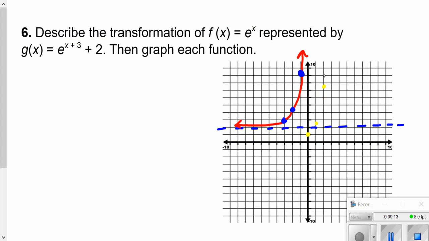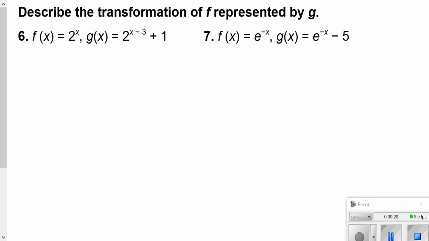Okay, so you can see I had the yellow dots that were on the e to the x, and then here's the new graph. All right, so the next part says, describe the transformation of f represented by g. I'd like you to pause the video, write down what you think happens. So if this is the parent function, how does g change relative to f? And the same thing here.